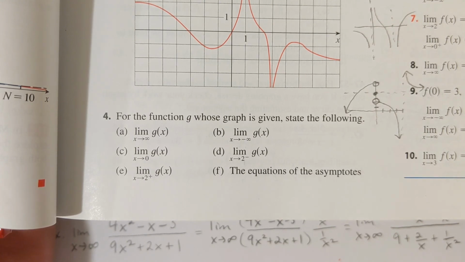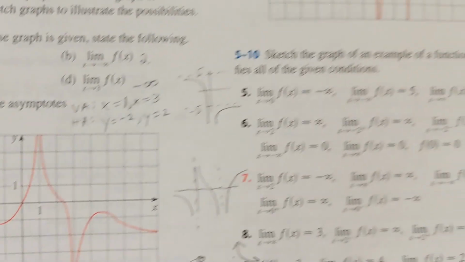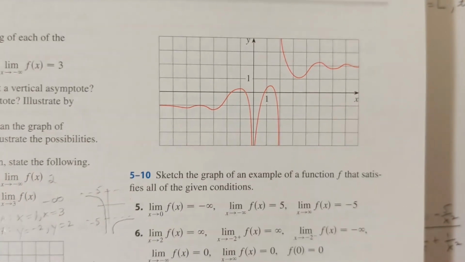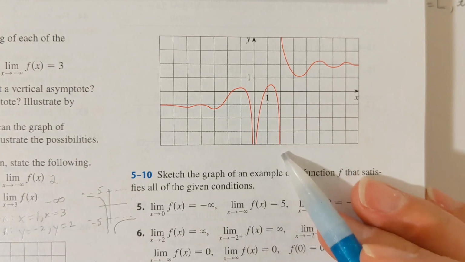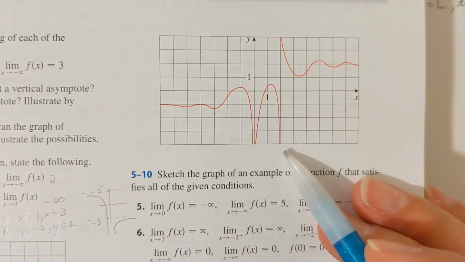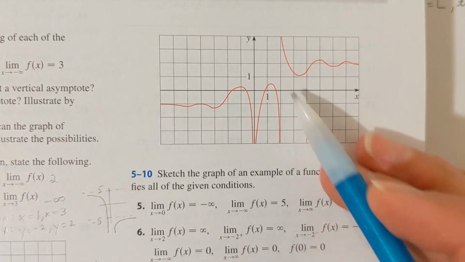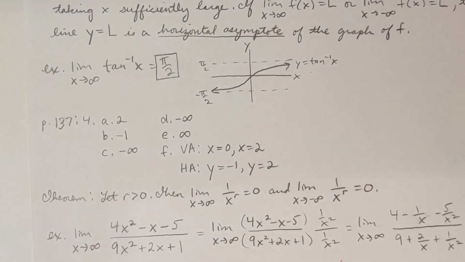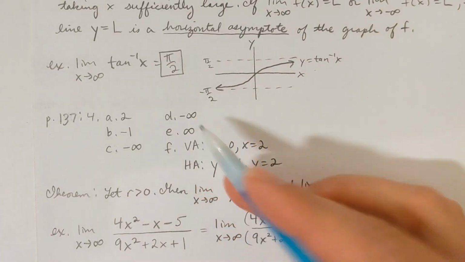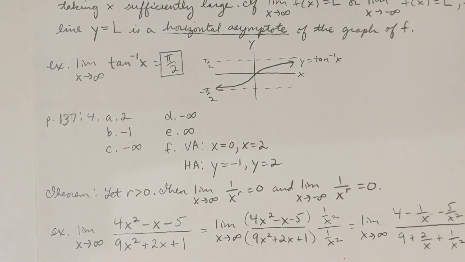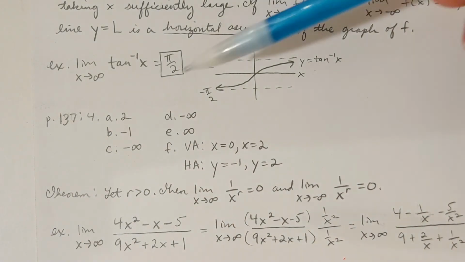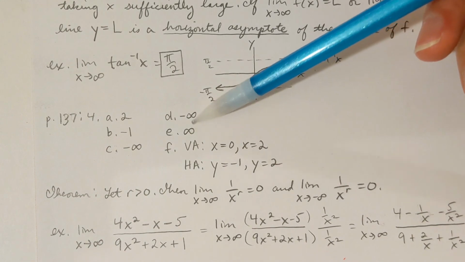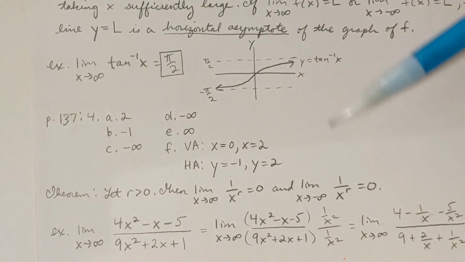Part D, we want to find the limit as x approaches 2 from the left of g of x. Okay, so if I'm on the left side of 2, the y values are growing without a bound in the negative direction as I get closer to 2 there on the left. So negative infinity would be the answer to that one. Again, that would be an example of an infinite limit. Infinite limit, again, just means that your answer is going to be either infinity or negative infinity, or it does not exist.